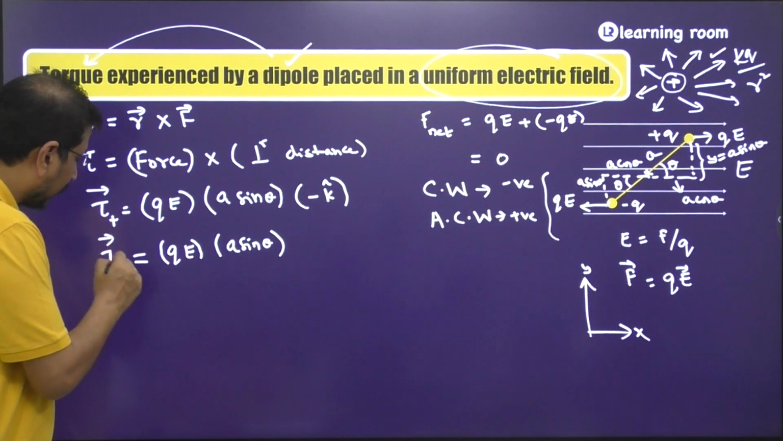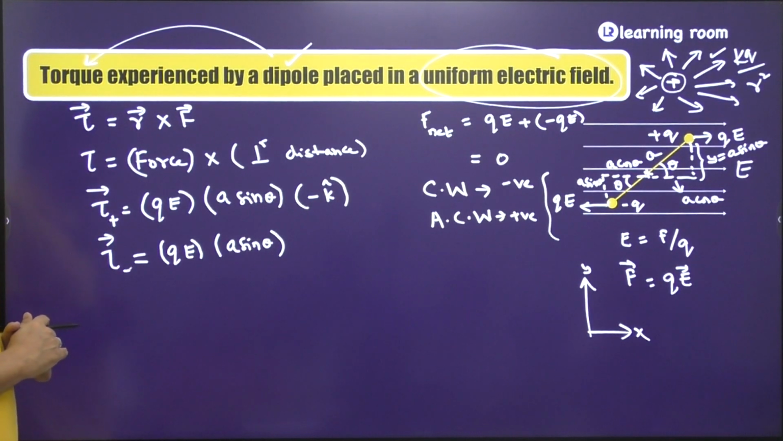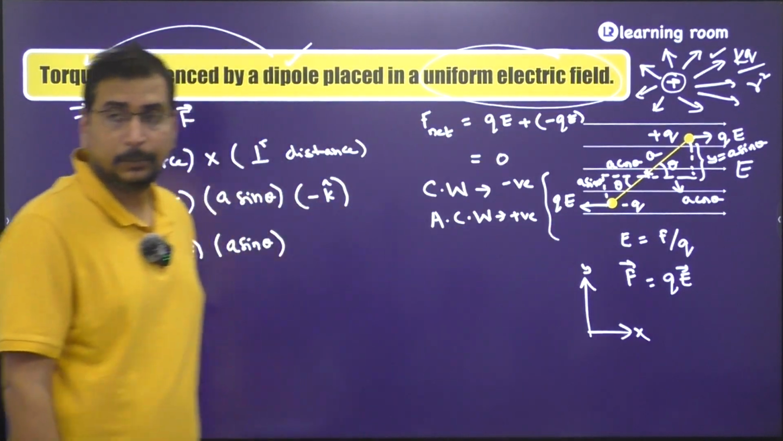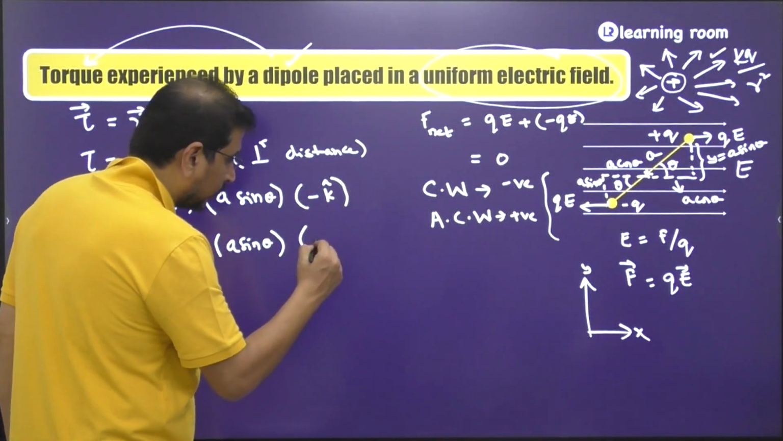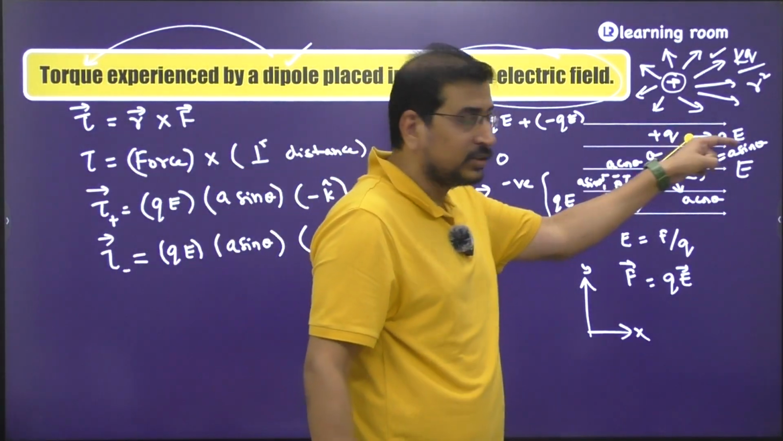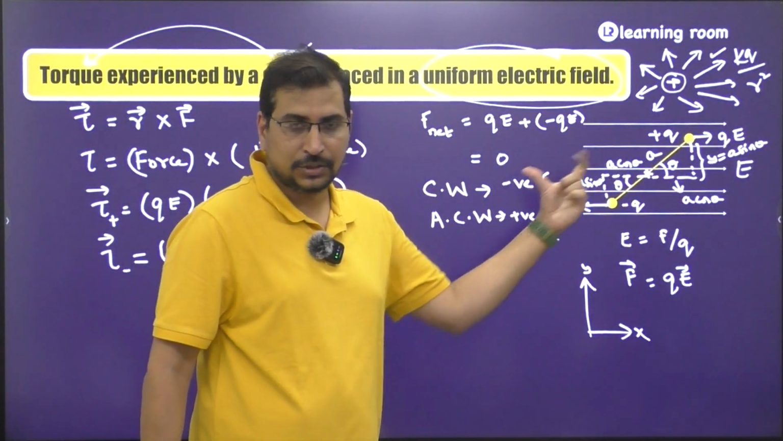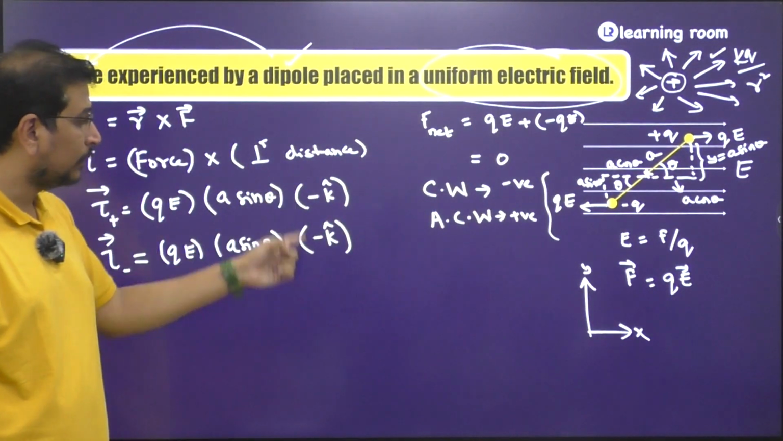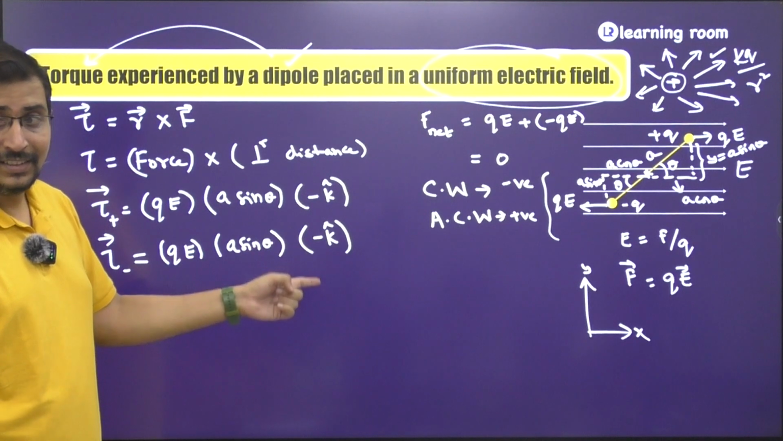So this torque, if I write it in the vector form, what will happen? This is also making the system revolve in the clockwise direction. So it is going to be negative of k cap. So unlike the force, which was in positive x direction and negative x direction, which got nullified, torque is not getting nullified because both the torques are acting in the same direction.